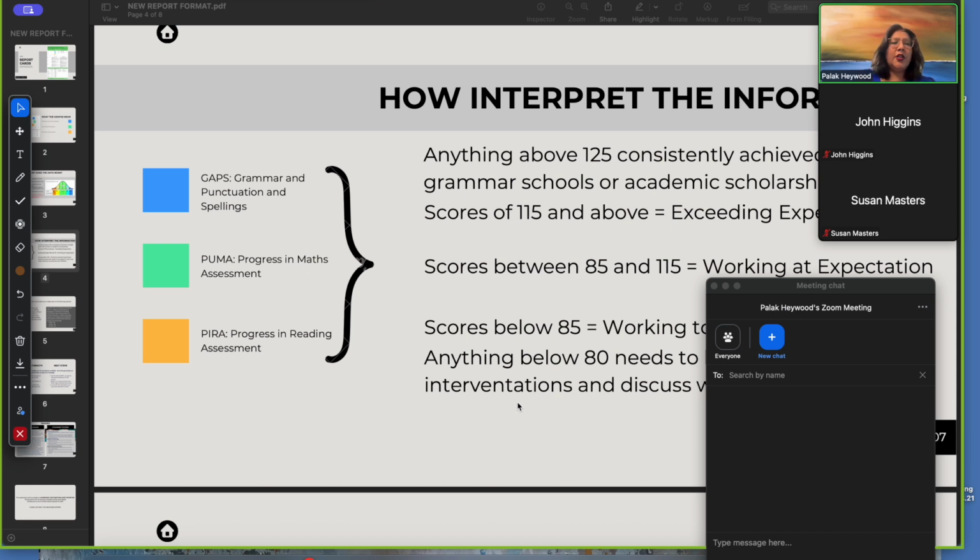A random 125 score isn't an indicator for a scholarship. It needs to be consistently over 2 or 3 terms at least, and we need to be looking at seeing progress through that as well.